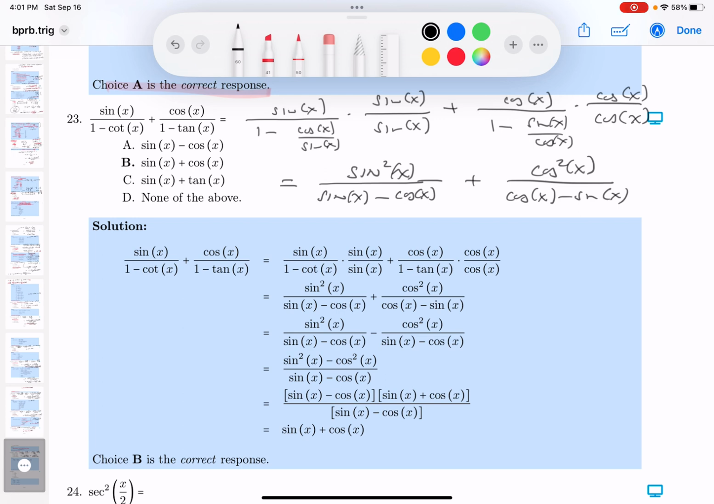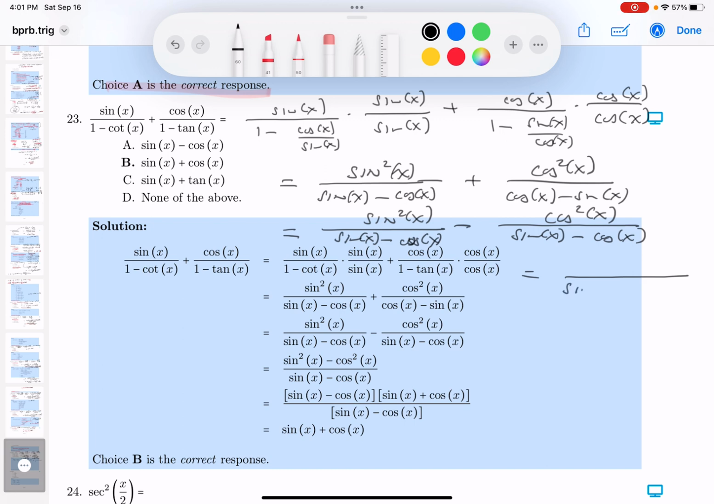Well, you know what? The bottoms are remarkably similar, but they are opposites of one another. So I'm going to factor out a minus 1 on the second one. So what do you get? Sine squared, then you get sine x minus cosine x. And remember, in the second term, I'm going to factor out a minus 1. So we get sine x minus cosine x. That's done. Then you get cosine squared. Same denominator. Just add the numerators together, or subtract the numerators in this case. You get sine x minus cosine x.